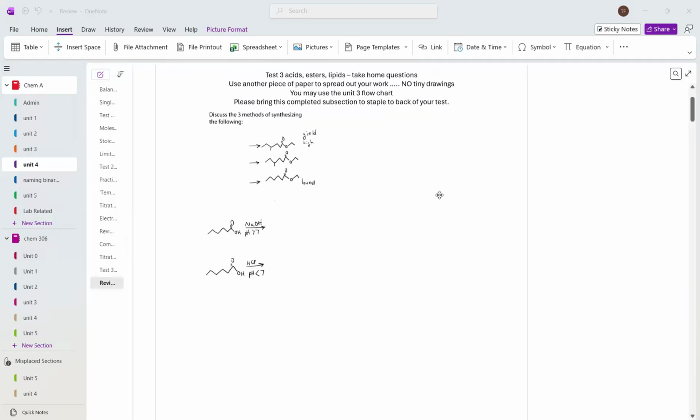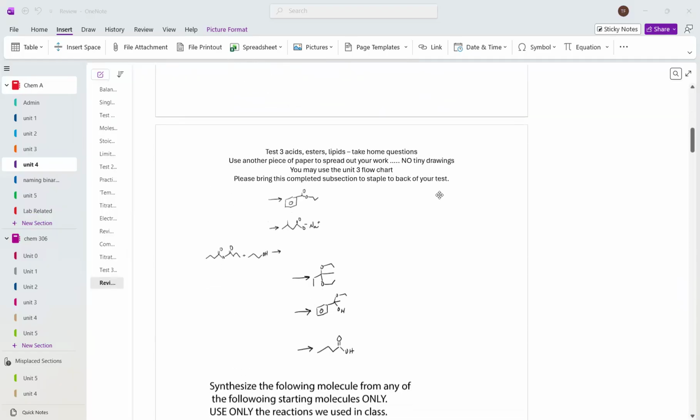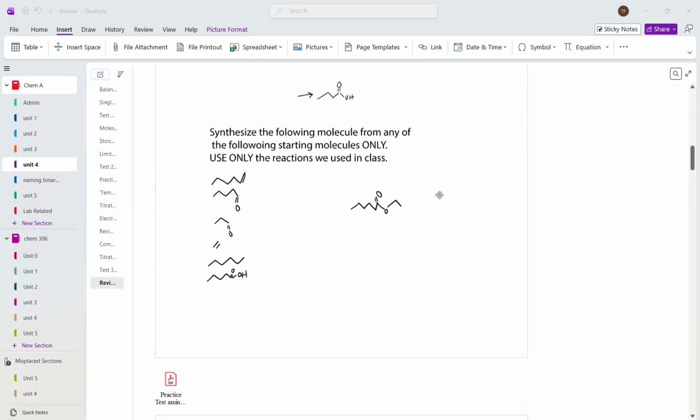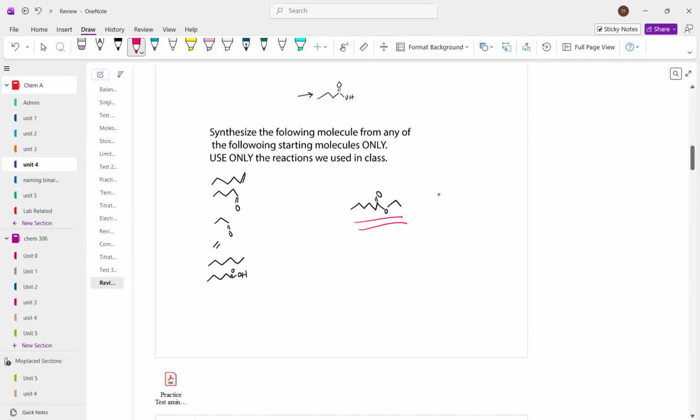Okay, so this is the take-home questions. And I'm gonna go over this problem here. Again, very few of you got this problem. I gave you a lot of partial credit though. Basically, I wanted you to make this from these precursors. So you've got to figure out which ones you needed to use. Then you needed to show the reactions of the precursors to get to the final ester.